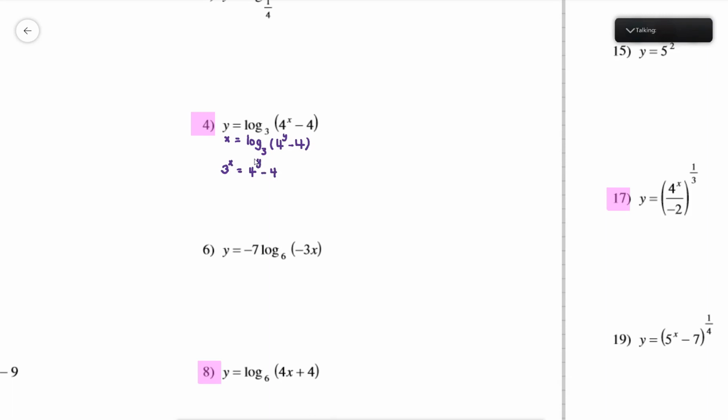We want to get that y as close to by itself as we can, so add 4. This is now 3 to the x plus 4 is equal to 4 to the y. And now we can convert again. We get log base 4 of 3 to the x plus 4 is equal to y. So this is a log that went back to a log, which will happen a couple of times.